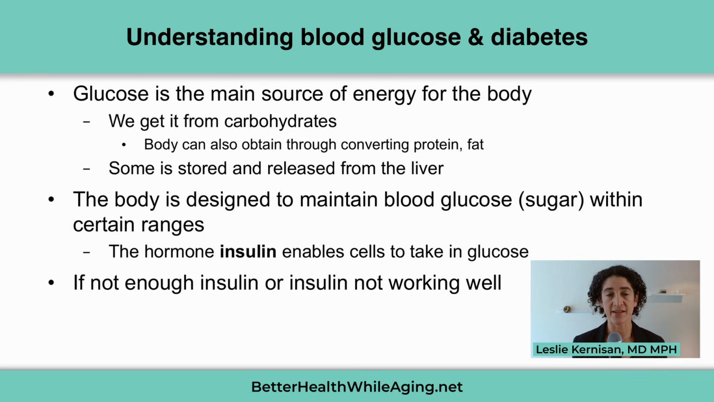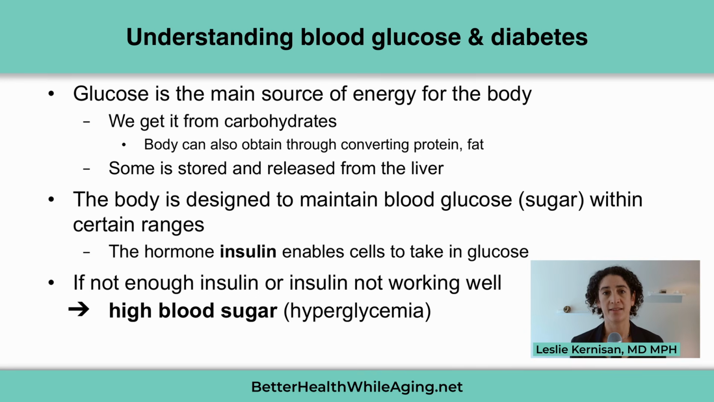So if for whatever reason there's not enough insulin or it's not working well enough, then your cells can't take in that glucose. And the result is usually that your blood glucose level will go up. You will have high blood sugar. This is also known as hyperglycemia. And if it gets high enough or continues long enough, then you might meet the definition of diabetes. So in diabetes, we really assume that we will see a lot of high blood sugar because usually there's some kind of problem with either not having enough insulin or not responding appropriately to the insulin that the body is producing.